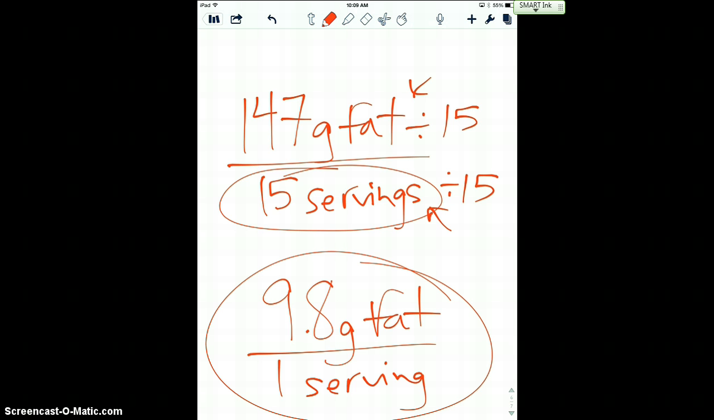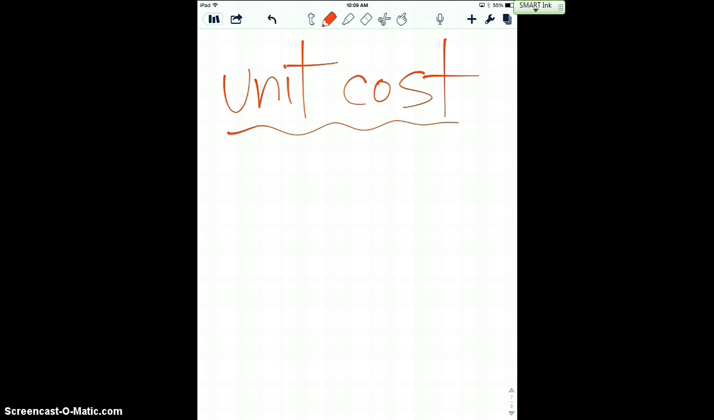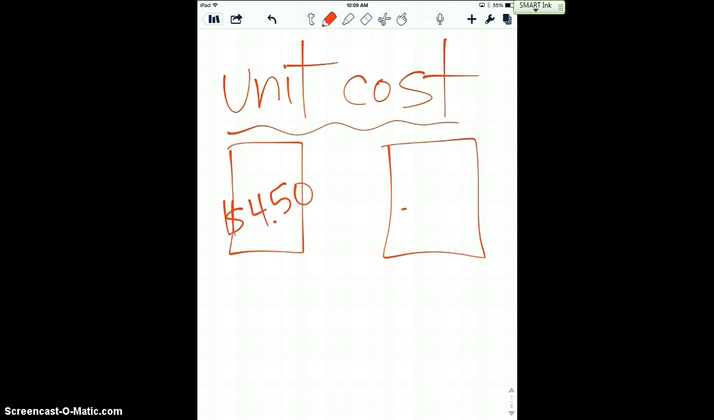Cha-ching! Okay, if we extend the idea of unit rate, there's something known as unit cost. You might have an idea of what that means. It's like when you go to the grocery store, and you probably don't look at this, but you could buy this box of cereal or this box of cereal, and this one's $4.50 and this one's $4.95. I'd look at their unit cost to see which one is the better deal.